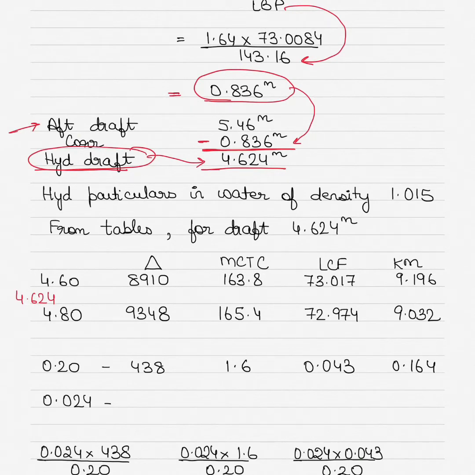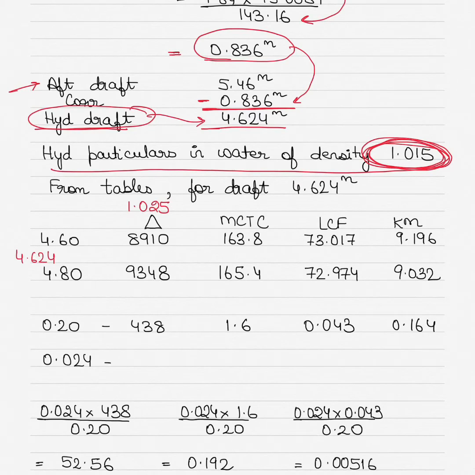What you have to do is basically obtain certain parameters from the hydrostatic tables. But those parameters will be for a water density of 1.025. Alright, this is for 1.025 density. Your vessel is in water of density 1.015. So you need to obtain those values from the hydrostatic tables and then again make some changes or corrections to it, or interpolate it, to get the value for the right density in which your vessel is floating.